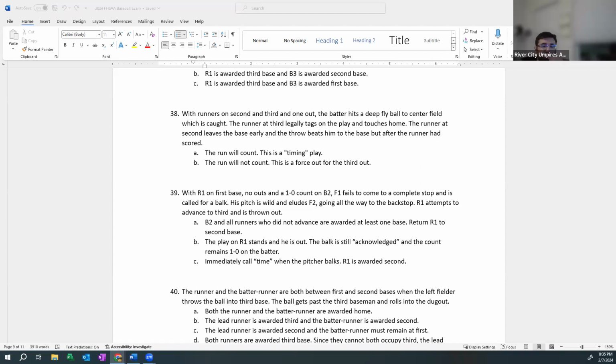Somebody want to help Jeremiah? Yes, it scores. It is still a timing play, Jeremiah. Okay. Yep, it is still a timing play. A force is when they're forced, right? No, so physically, I got you, first, man.